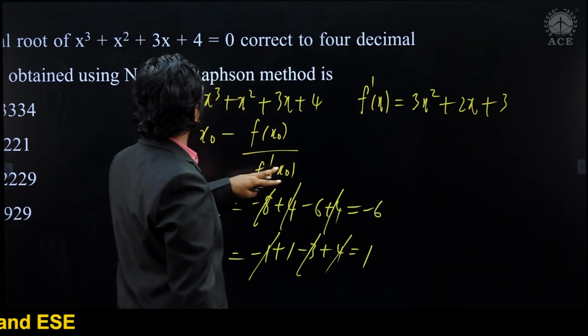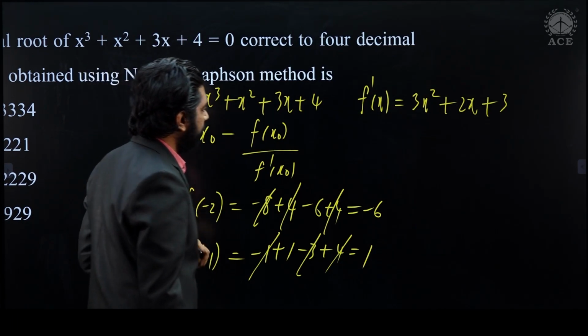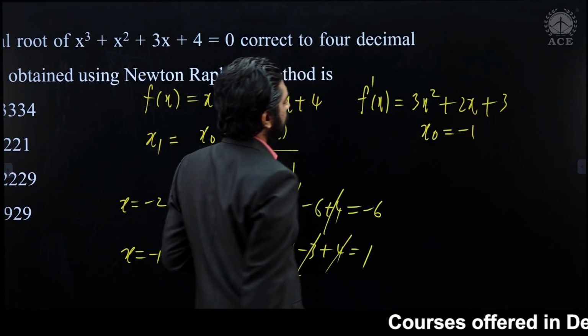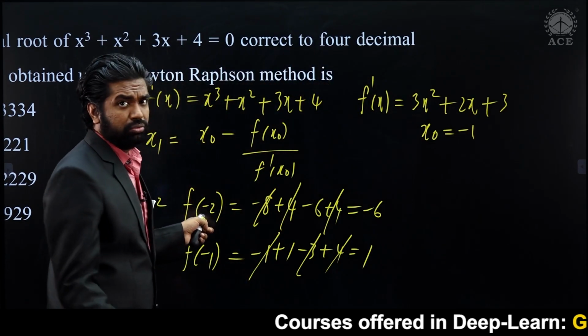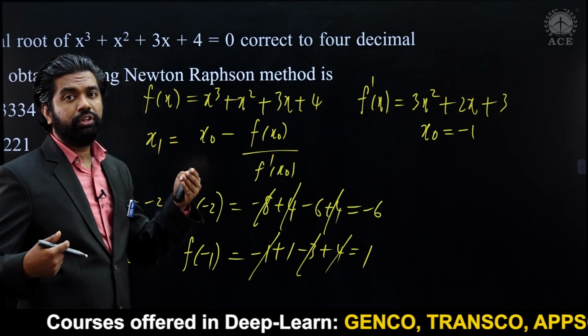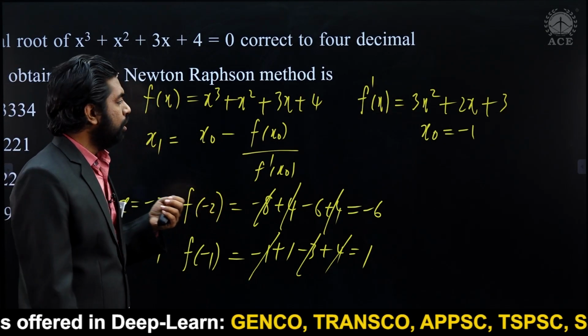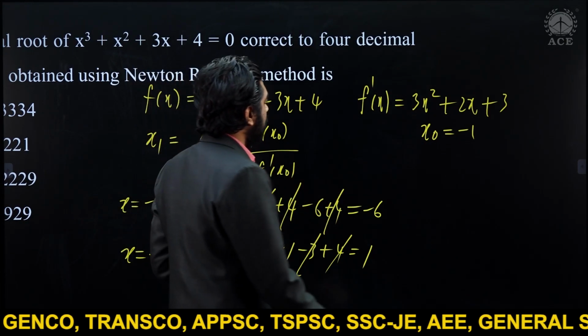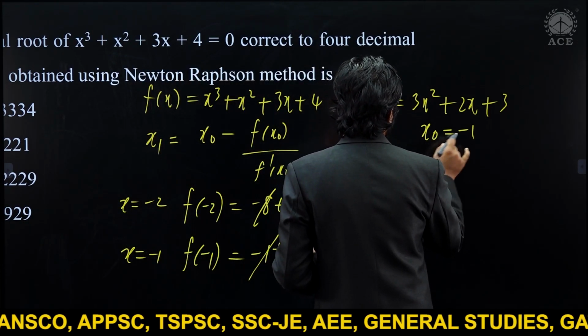Now substitute all this into the formula. Let's see what x1 would be. I have taken x naught equal to minus 1. You can take x naught also as minus 2, it doesn't matter. What you have to do is go for many iterations. Even if you take minus 2, this will give you the same answer. So let me take x naught equal to minus 1.